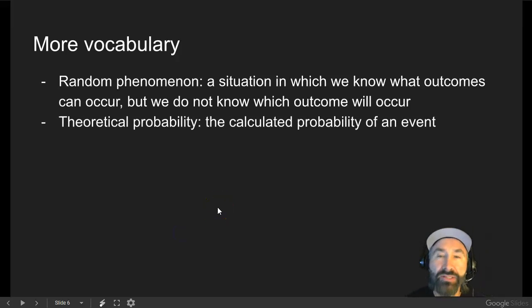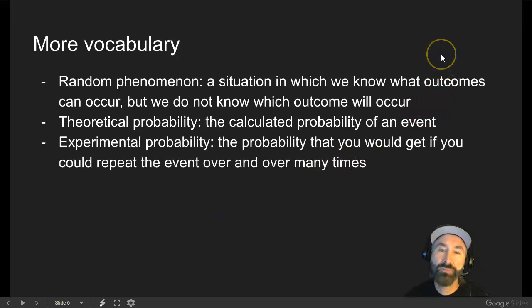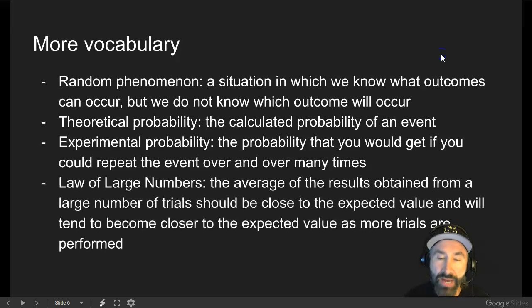Theoretical probability. It's the probability of an event that we calculate using mathematical theory. Experimental probability is the probability that you would get if you could repeat the event or the experiment over and over again many times. Now, that introduces us to this thing called the law of large numbers. The law of large numbers tells us that the average of the results obtained from a large number of trials should be close to the expected value and will tend to become closer to the expected value as more trials are performed. What's that mean?